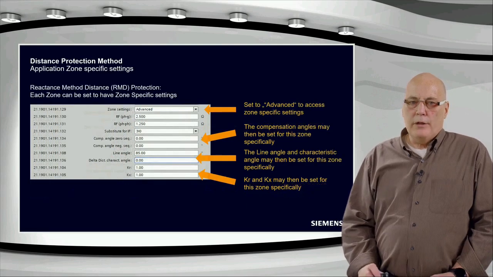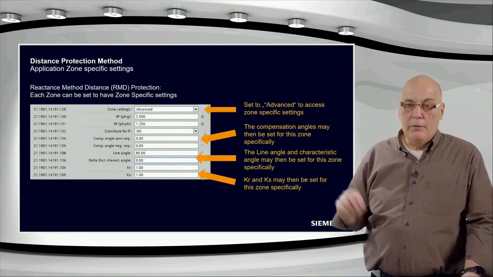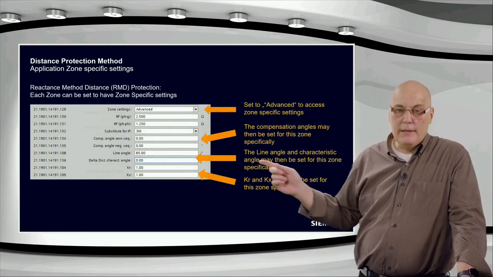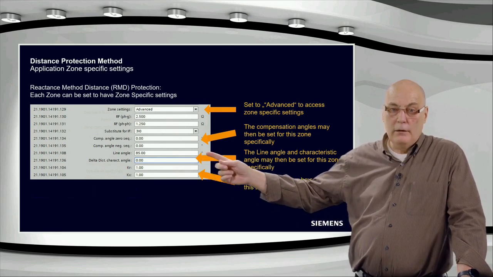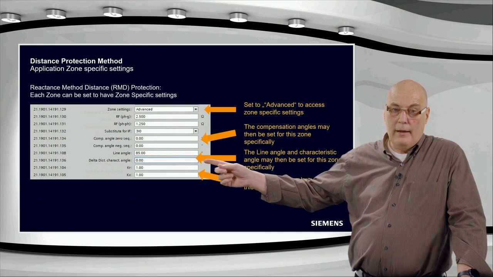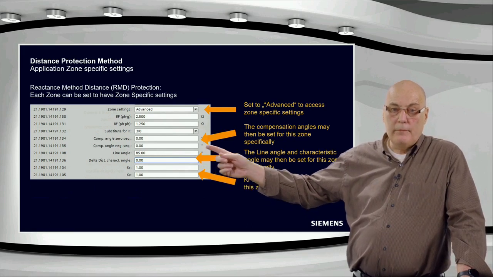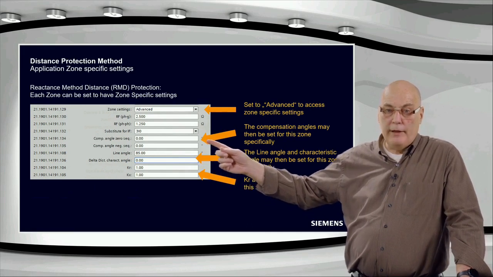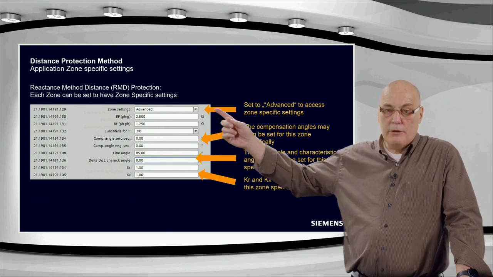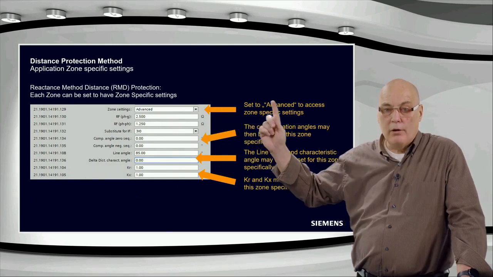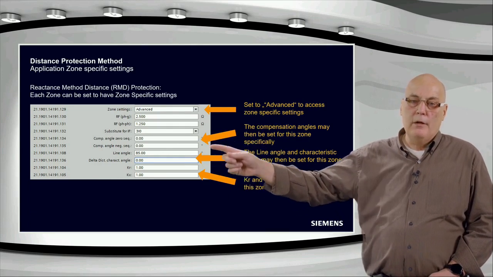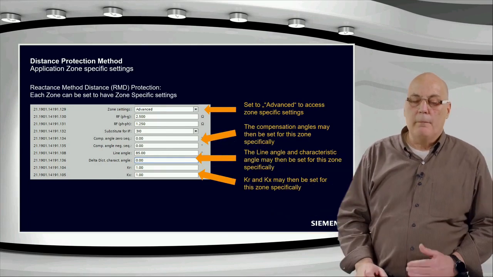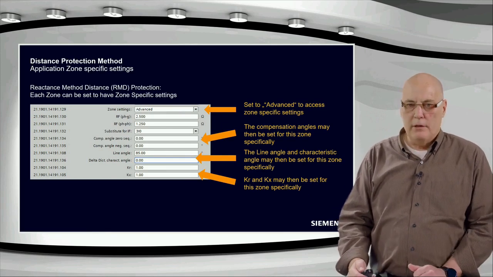If you are using an RMD, remember in the RMD, it was not only the KR, KX that are affected by that point, but also the line angle is affected by that, and the characteristic angle here, and also the compensation factors are affected by that. And for that purpose, you set the RMD to advanced. And if you have advanced here, you can set all these parameters zone specifically there. That would be applicable for mixed feeders, for example.